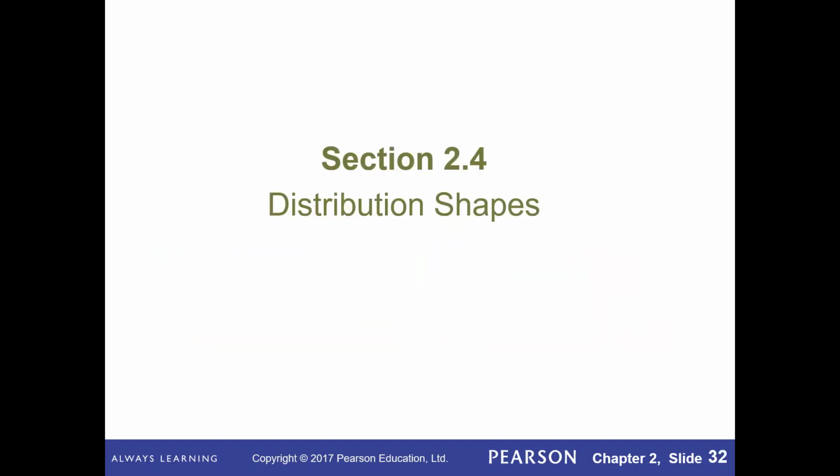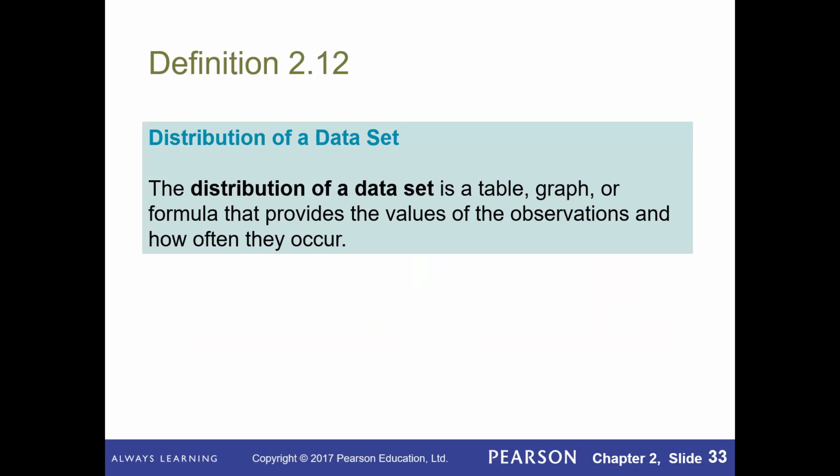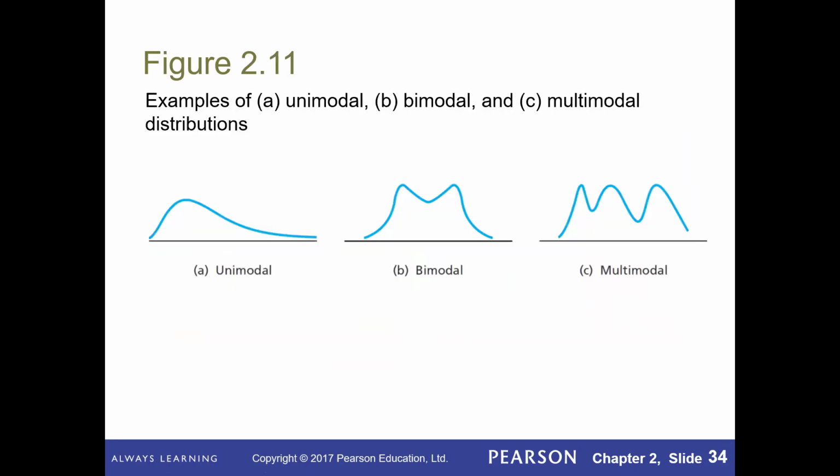Now our next section is distribution shapes. So what is a distribution? Distribution is a table, graph, or formula that provides the values of the observations and how often they occur. And some examples are unimodal, bimodal, and multimodal. In unimodal, there is one peak. In bimodal, there are two, and in multimodal, there can be more than two.